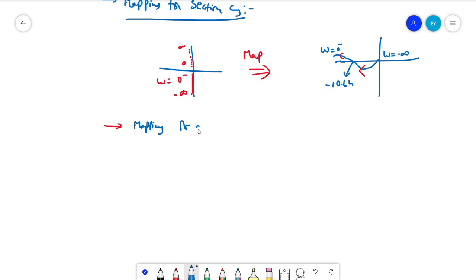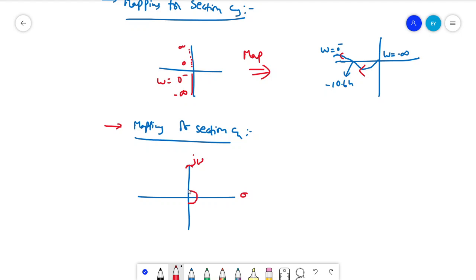Mapping of section C4. C4 is origin point from here, j omega, from here, that is 0 minus to 0 plus. Omega is equal to 0 minus to omega is equal to 0 plus. Here radius if you see, radius will be 0. So this is the same function which we used for case 2, but here the radius tends to 0. Therefore, the function will become limit s equal to limit r tends to 0, r into e power j theta. R tends to 0 because in S-plane r is tending to 0.